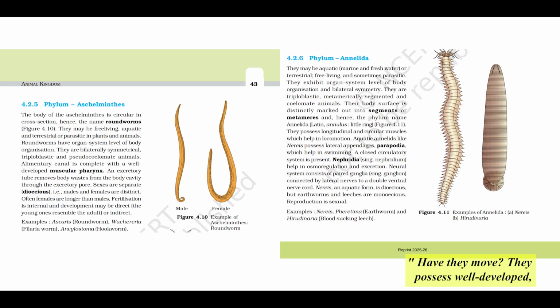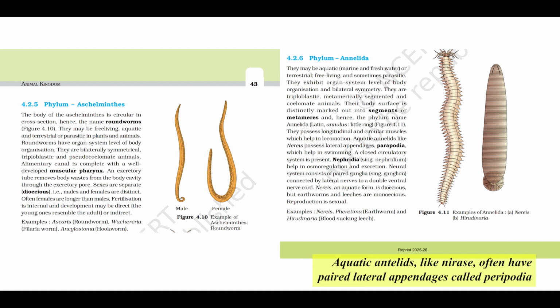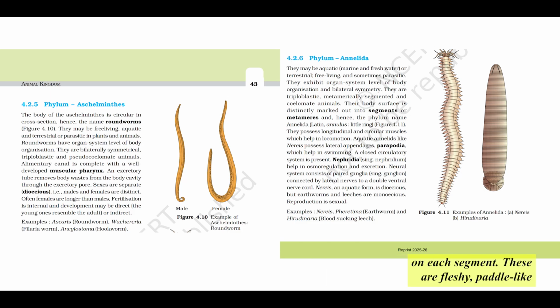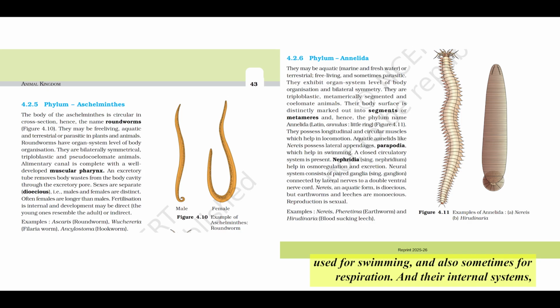They possess well-developed longitudinal and circular muscles which work against their hydrostatic skeleton, the fluid-filled coelom, to produce movement, like crawling and burrowing. Aquatic annelids, like Nereis, often have paired lateral appendages called parapodia on each segment. These are fleshy, paddle-like structures, often bearing bristles, setae, used for swimming and also sometimes for respiration.